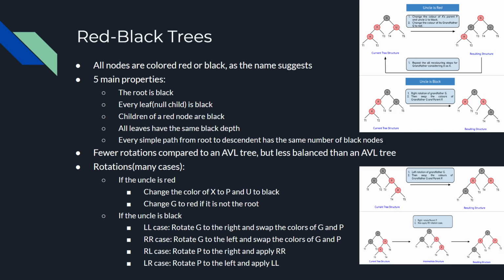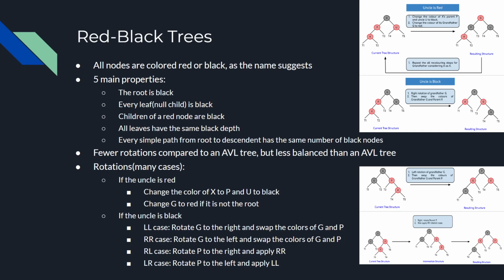So if the uncle, or a node that is on the same level as its parent, is red, the child changes to the color of the parent, and the uncle is changed to black, and the grandparent is changed to red if it's not the root. If the grandparent is the root, then it stays as black.